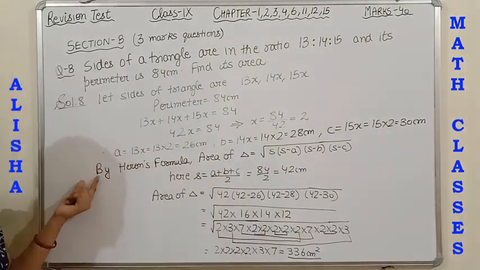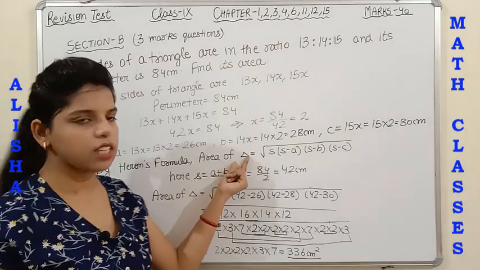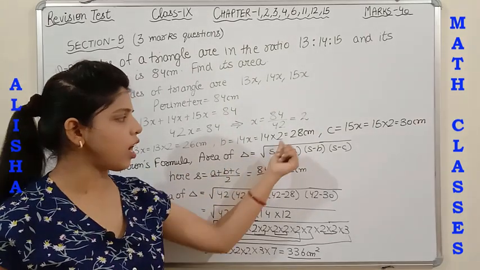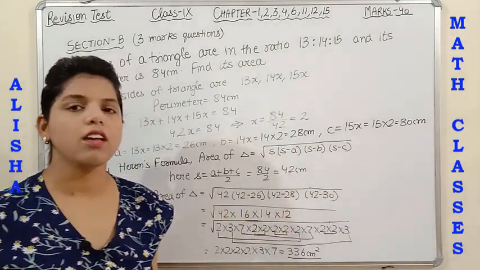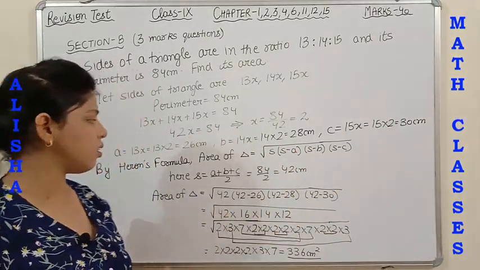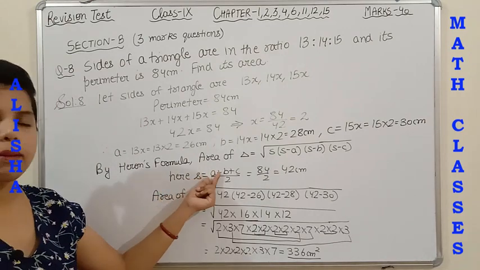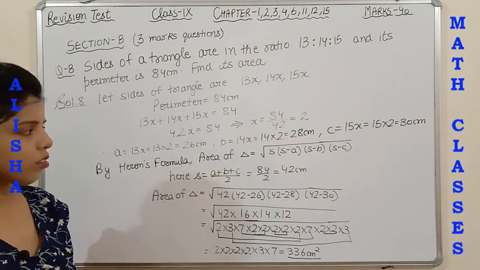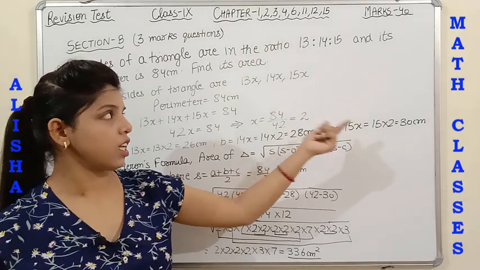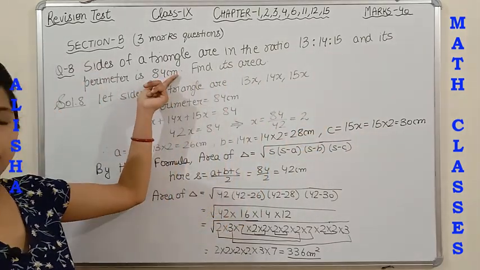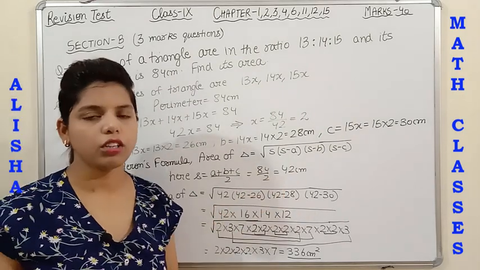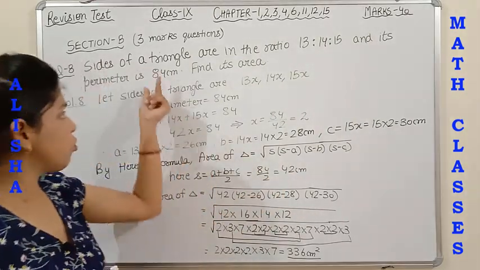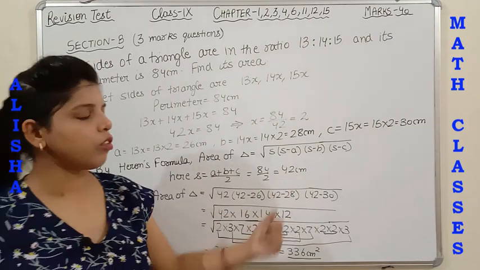Now by using Heron's formula, we know that the area of a triangle is given by this formula. This is square root of S into S minus A, S minus B, S minus C, where S is the semi-perimeter, and it is given by the formula A plus B plus C upon 2. So you don't need to add all this. Now in the question it is given that the perimeter is equal to 84. So 84 upon 2 is equal to 42. Semi means half. So we will halve the perimeter, that is equal to 42.